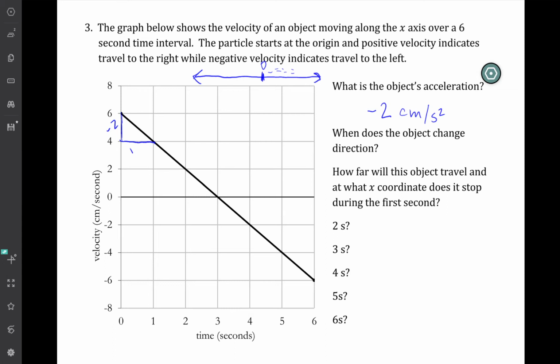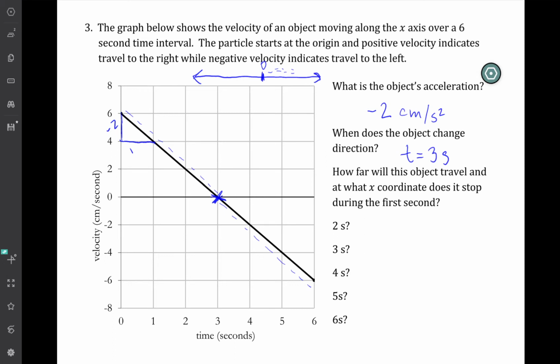The next question is, when does the object change direction? So you can see we have positive velocity and it's slowing down, and then right here it stops, and the negative velocity means it's changed directions. So at t equals 3 seconds, it changes direction.